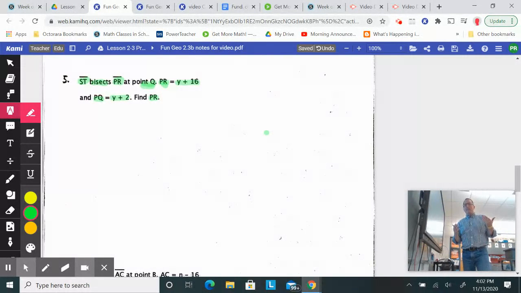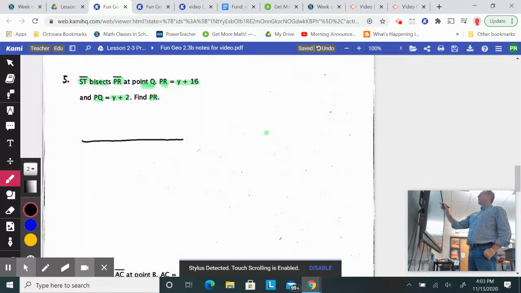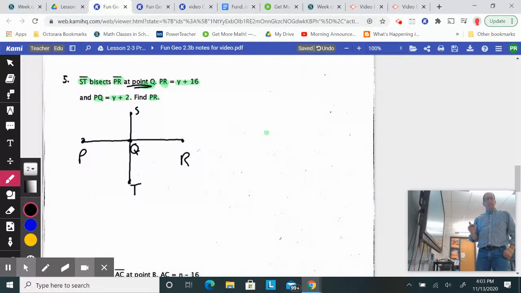That doesn't make a whole lot of sense until we draw a sketch of this. So I have line segment PR, so here's P, here's R. I have another line segment that is bisecting it, so it's cutting it right through the middle. So ST would be right here, and it bisects it at point Q. All I'm doing is drawing a picture of what is being stated.